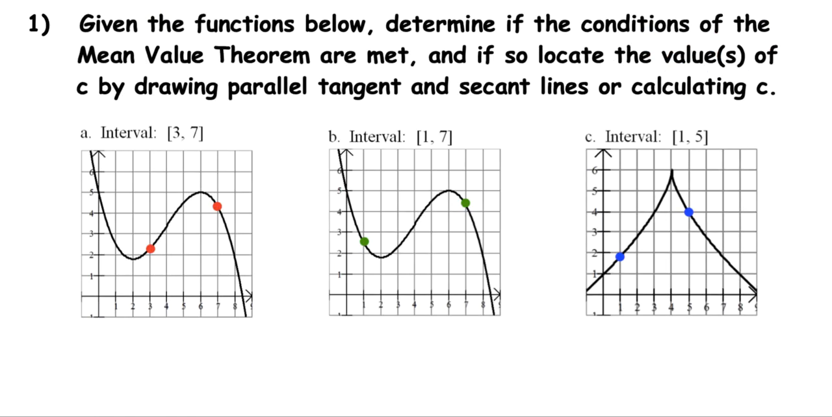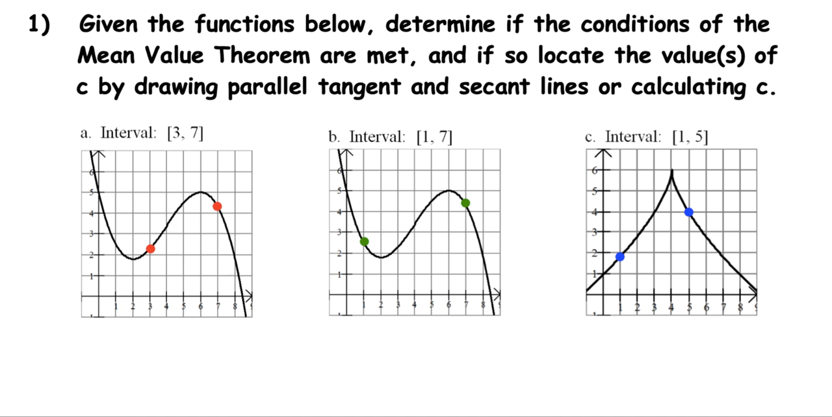All right, math example number 1. Given the 3 functions below, determine whether or not we're able to use the mean value theorem. Are the conditions of the MVT met? If so, locate the value of C by just drawing the parallel tangent and secant lines. Here we're going to have to estimate or guesstimate C. Later on, we'll actually calculate it perfectly.